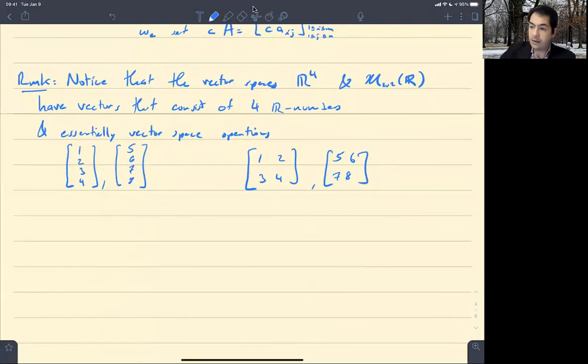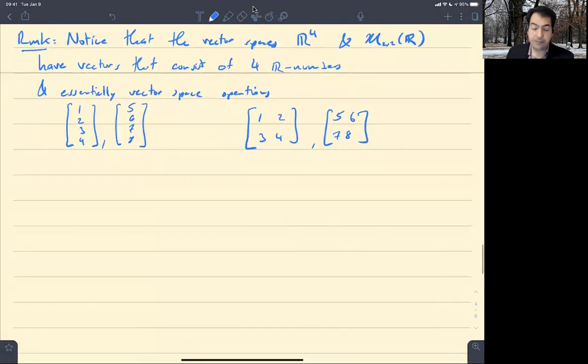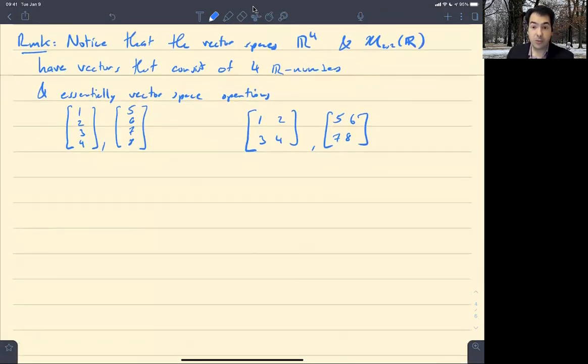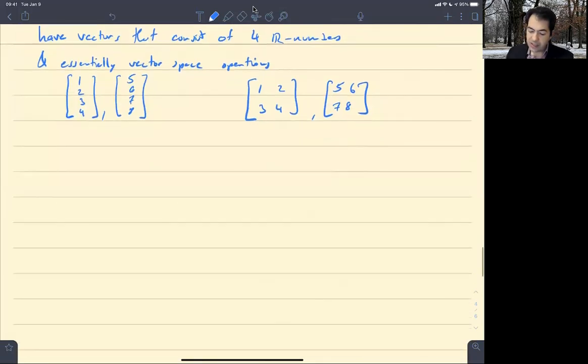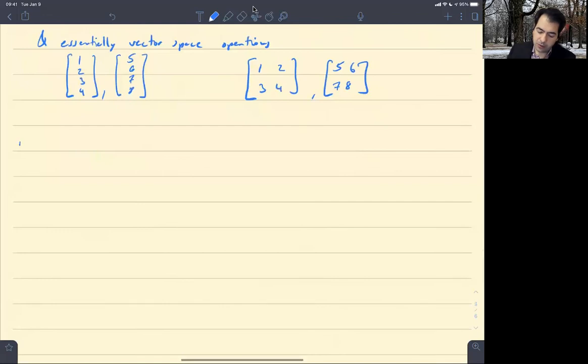Okay, there are more examples in the book. I strongly recommend that you read the section in the book to get more examples. Instead, let's now talk a little bit about the arithmetic.